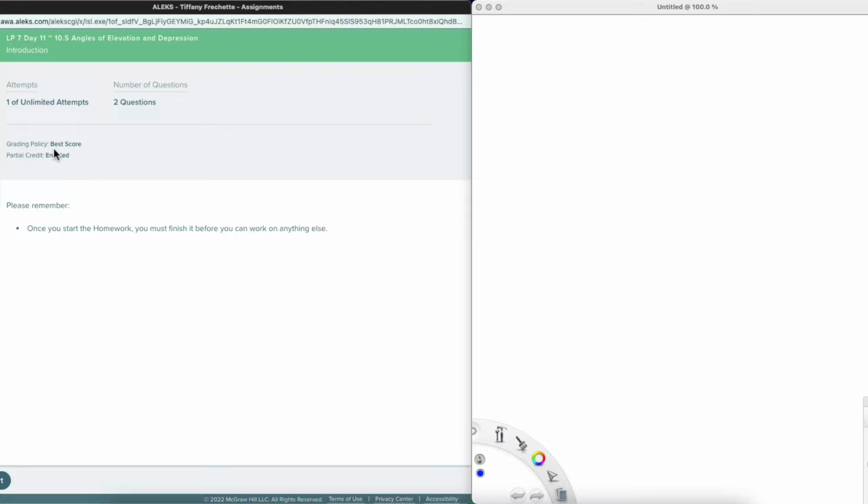Grading policy is always best score, so whichever attempt is the best one is the one you get to keep. And partial credit is enabled, so if you answer one or two questions correctly, you get credit for one question. I also believe it's partial credit within the question if there's multiple answers within the question.